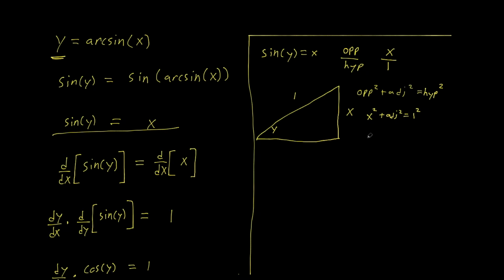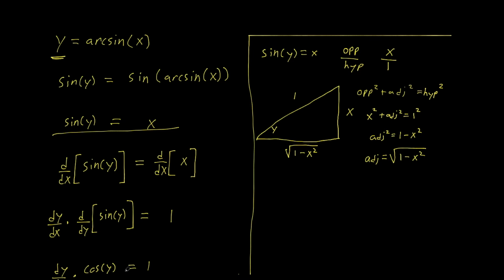So now we can solve for adjacent squared, this side. Adjacent squared equals 1 minus x squared. Taking the square root of both sides, adjacent is going to equal square root of 1 minus x squared. So we have here square root of 1 minus x squared.